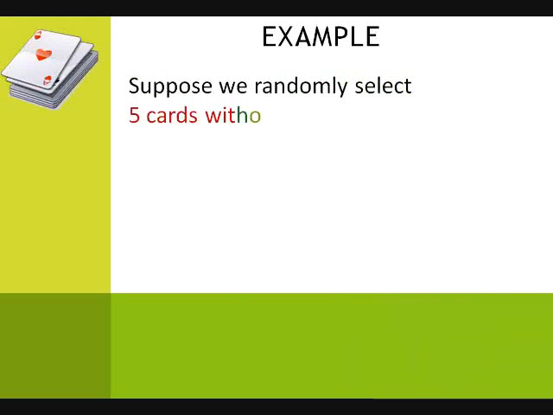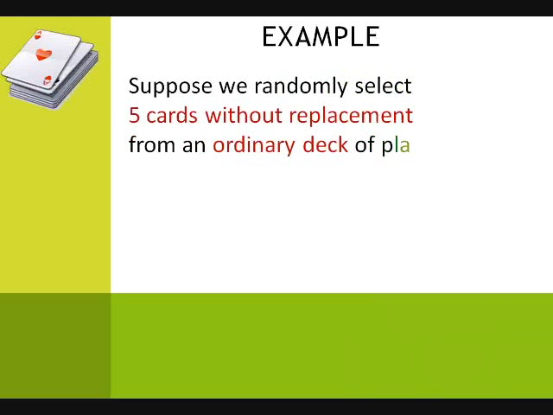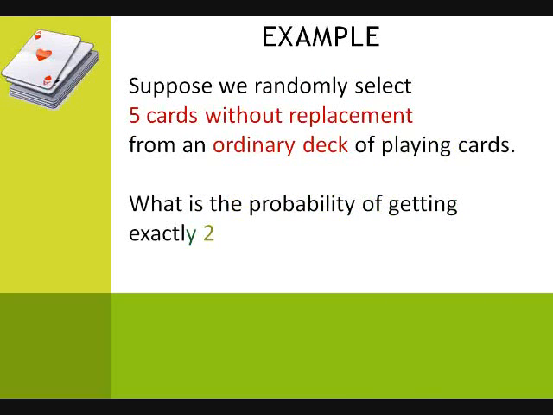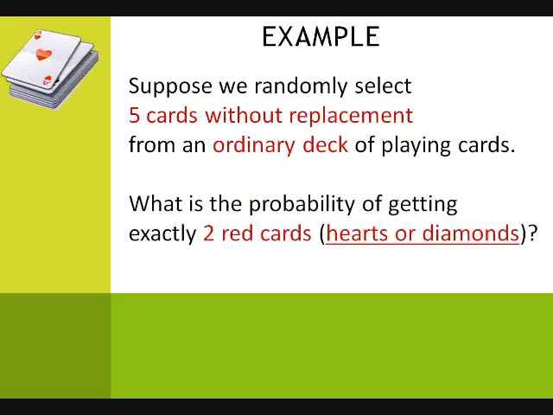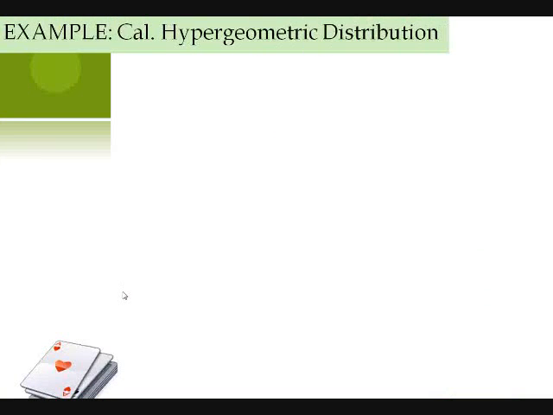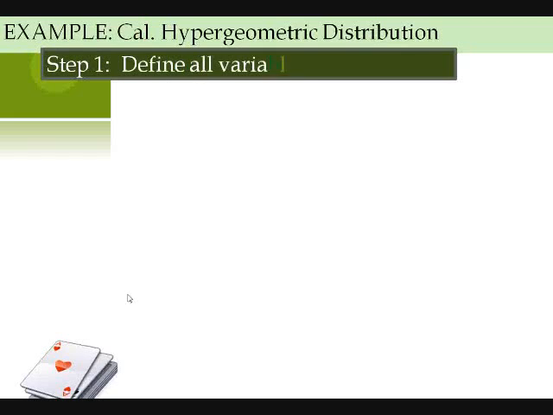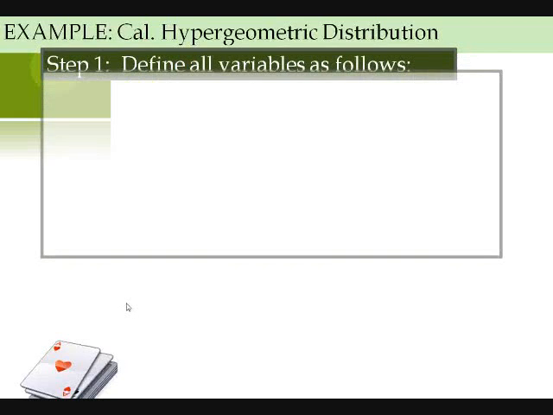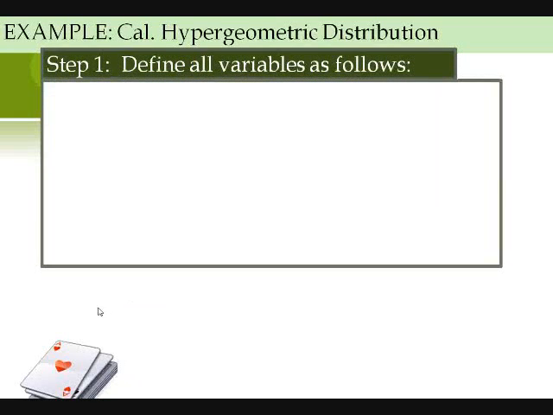Alright, suppose we randomly select 5 cards from our ordinary deck, which is 52 cards, without replacement. What is the probability of getting 2 red cards? And now remember, there's 13 hearts, 13 diamonds. Those are the red ones. Okay? Well, the first thing we need to do is to define our variables. Right? So let's do that.